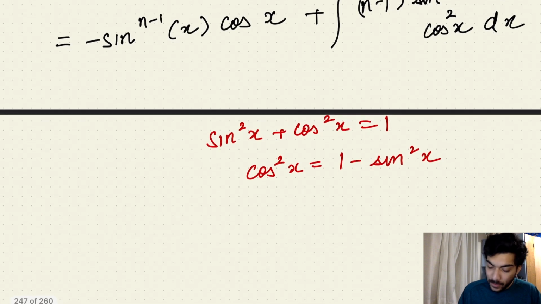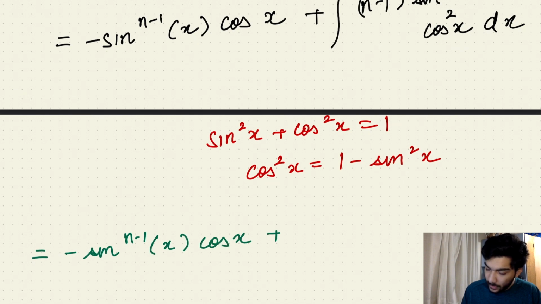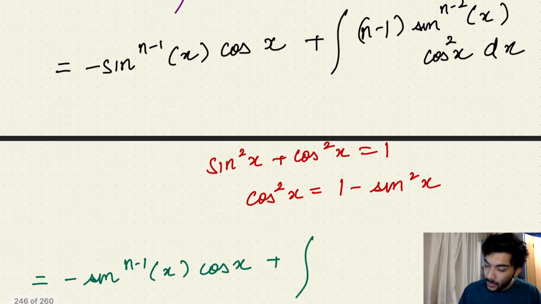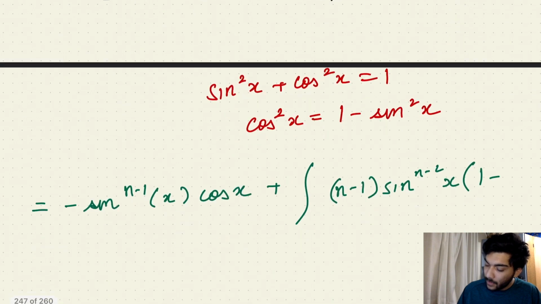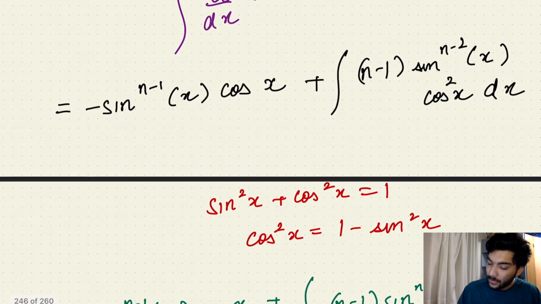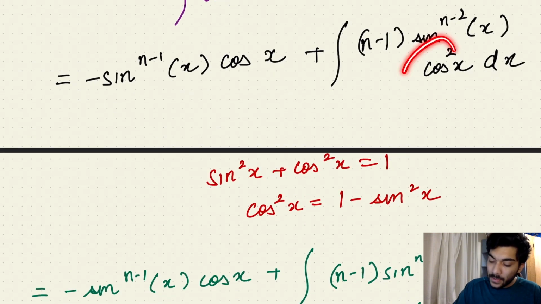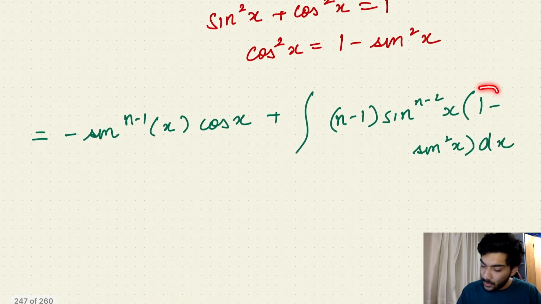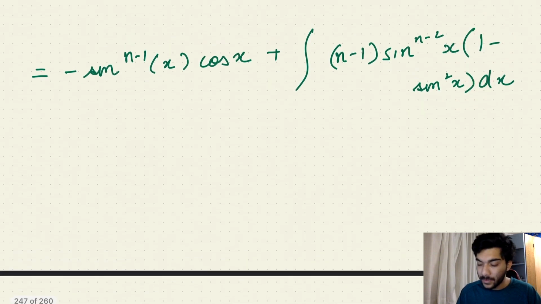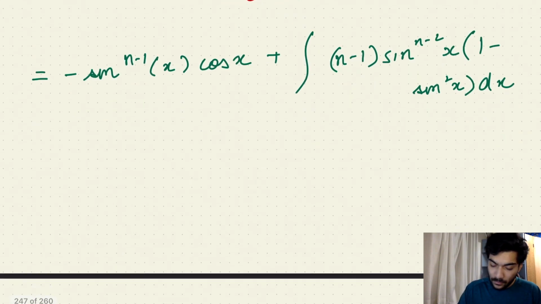So this expression will become simply minus sine to the power n minus 1 x cos x plus this expression over here will become integral n minus 1 sine n minus 2 x times 1 minus sine square x dx over here, right? So basically we changed this cos square x into 1 minus sine square x expression over here, right?